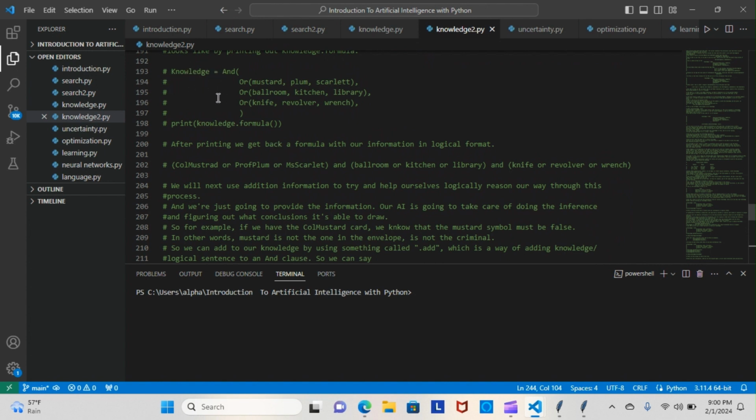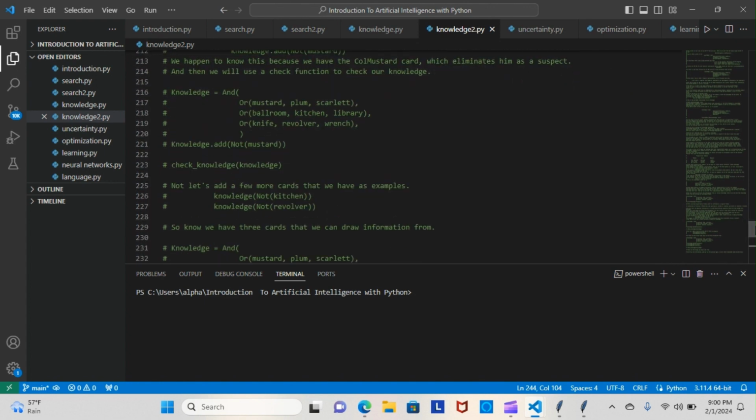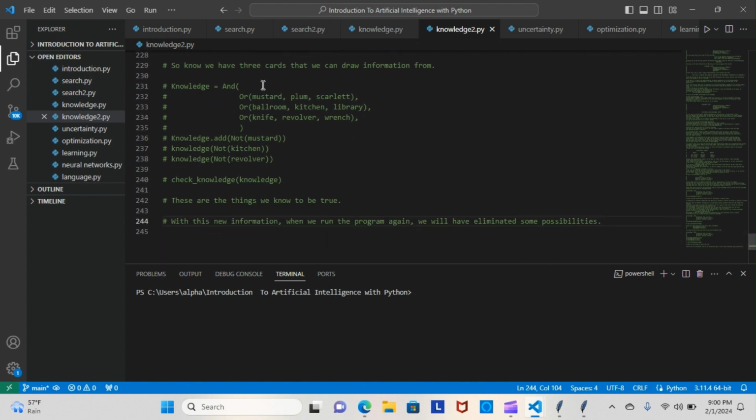Inside our knowledge base, in this And symbol here, you can see that it was either Mustard, Plum, or Scarlet. It happened either in the ballroom, the kitchen, or the library, and either a knife, a revolver, or a wrench was used. And that was just the basics of it there. Later on down the line, we did a hypothetical where we got some additional information from some cards that we plucked. Go down here. So it's the same things here.